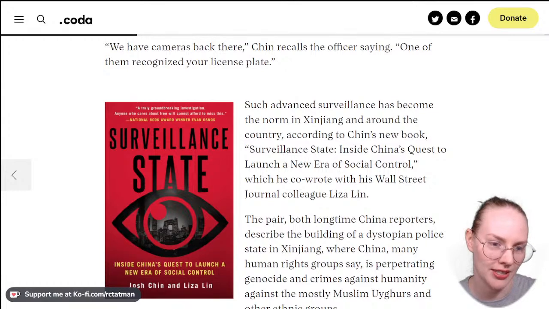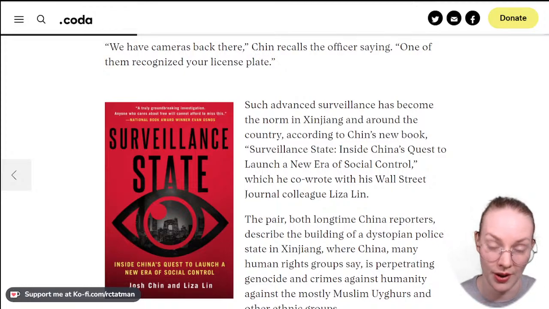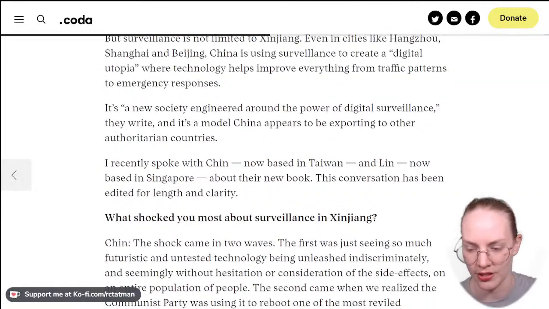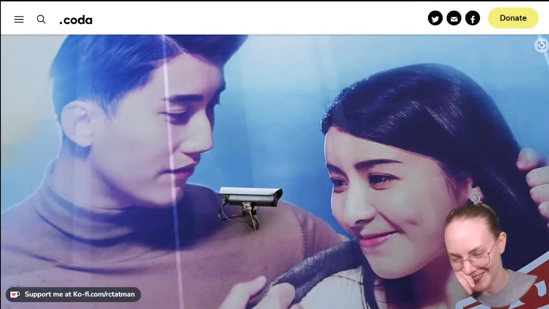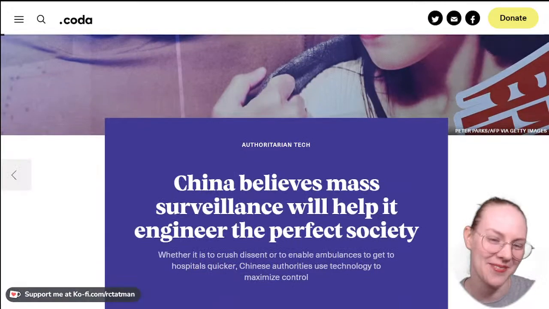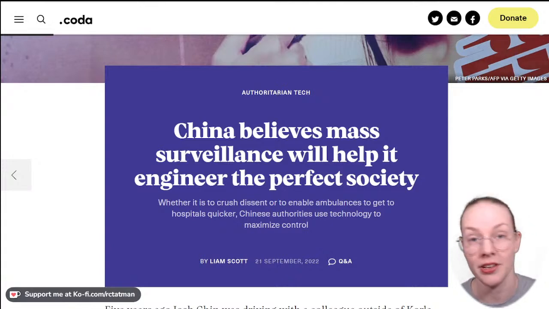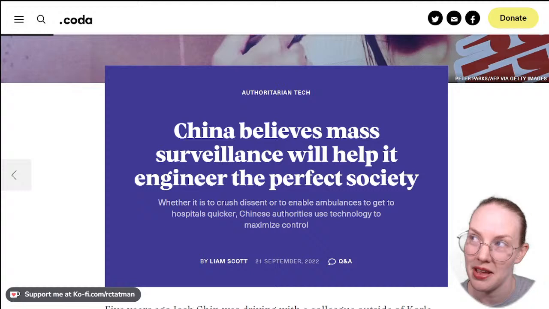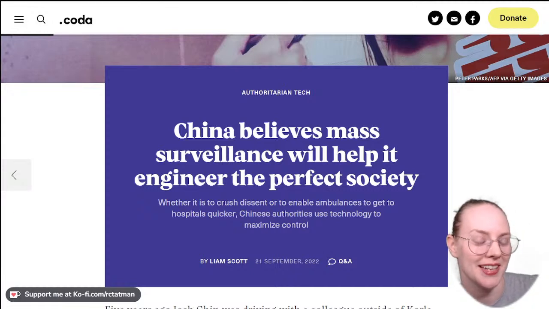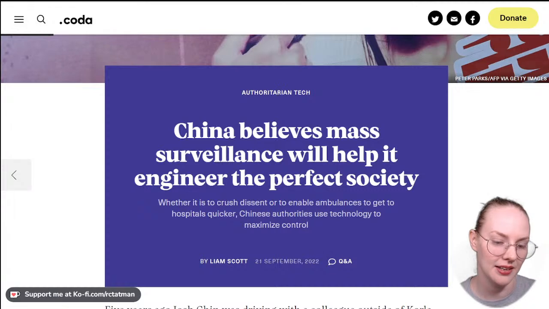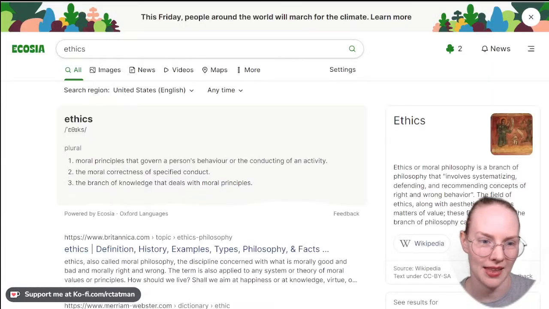Anyway, it also mentions this book that we briefly mentioned a while ago that I think is already out: Surveillance State: Inside China's Quest to Launch a New Era of Social Control. Obviously China's government is based on very different foundational principles than, for example, the US's government. But I think it's good to know what's going on around the world. All right, and with that, on to ethics. That's all the politics I got for you.